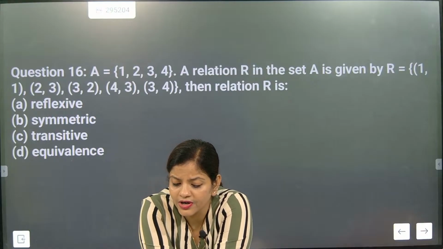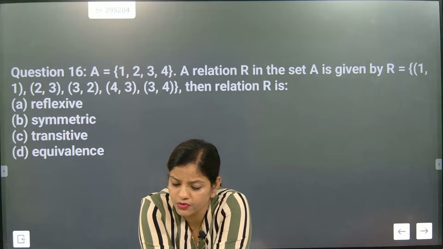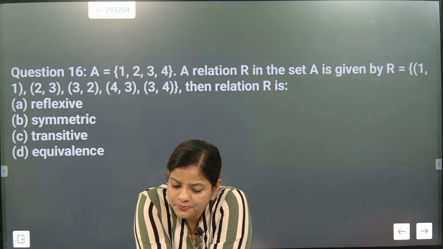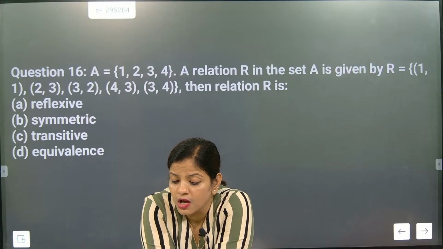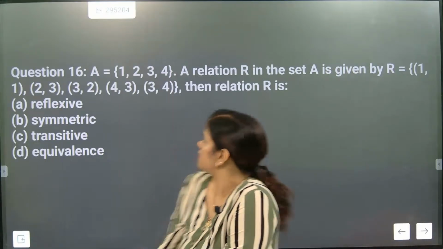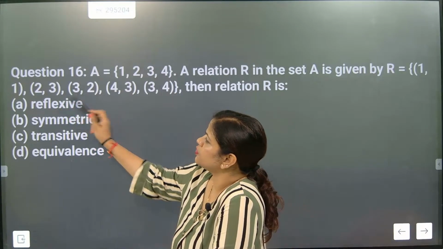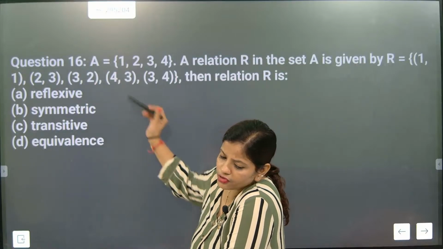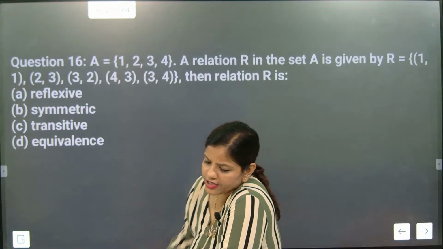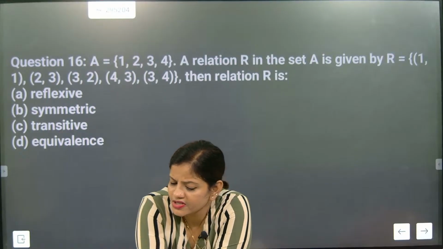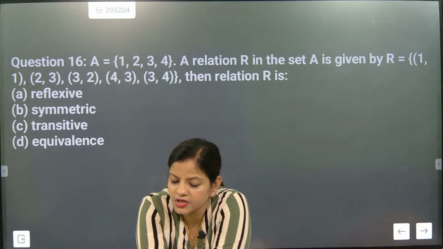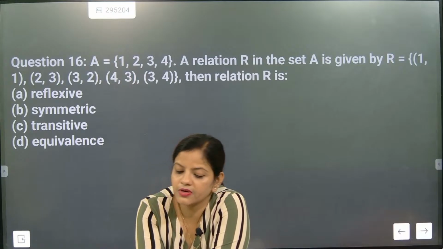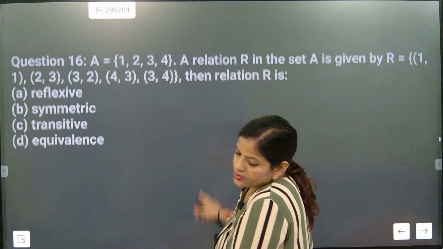Symmetry, check one time. 1 1 is there, 2 3 is there, 3 2 is there, 4 3 is there, 3 4 is there. And here it is not transitive also. How is it not transitive? You check 2 3, 3 2, but 2 2 is not there. 4 3, 3 4, 4 4 is not there. So 100% it is not going to be transitive also. So reflexive out, transitive out, equivalence out. So 100% it is symmetric only. Very good. So like this you need to attempt the questions.